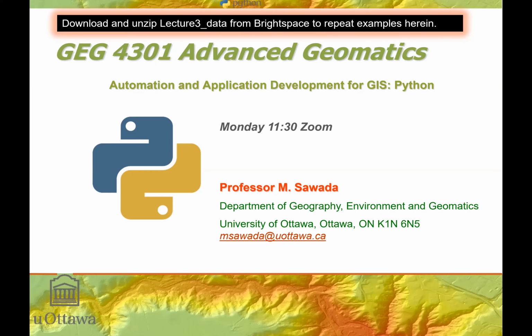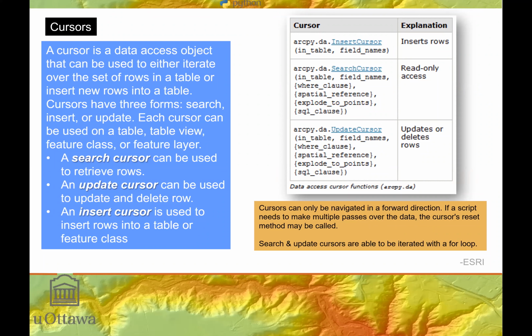Welcome to the third module. Today we'll be looking at cursors. To understand what a cursor is, first we'll have a look at the type of data that cursors apply to in terms of spatial data.